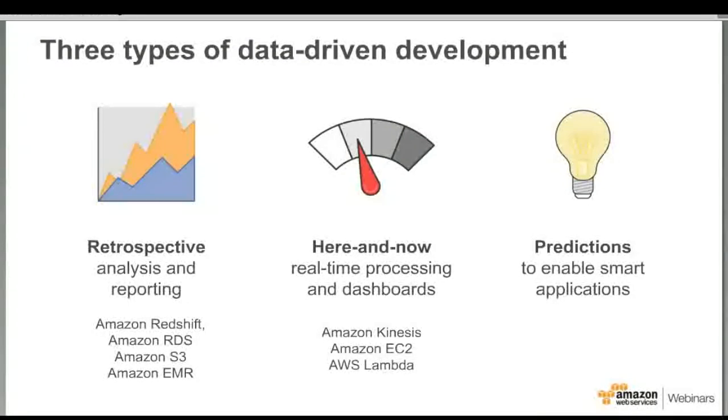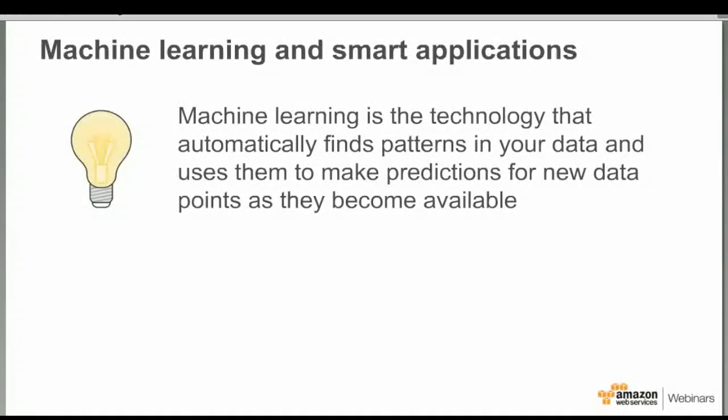But there is one more step. There is one more step beyond looking at retrospective analytics and beyond looking at here and now. We can use the data we already have to make accurate and actionable predictions about what will happen in the future. And then we can build a new breed of smart applications using these predictions. It's really exciting. So let's talk about machine learning and what that is.